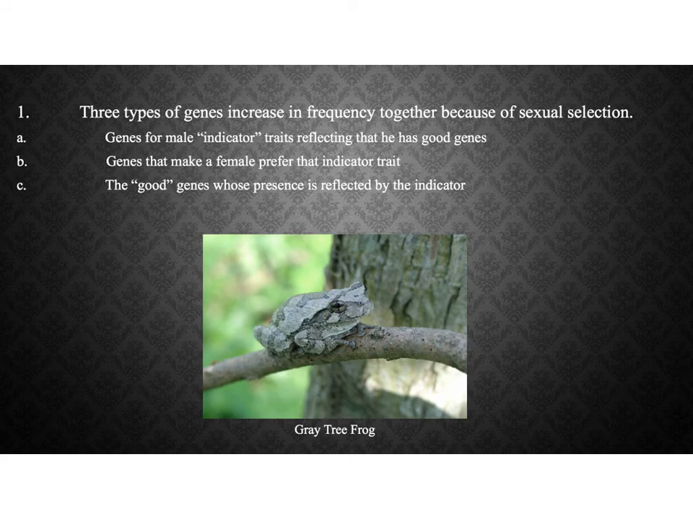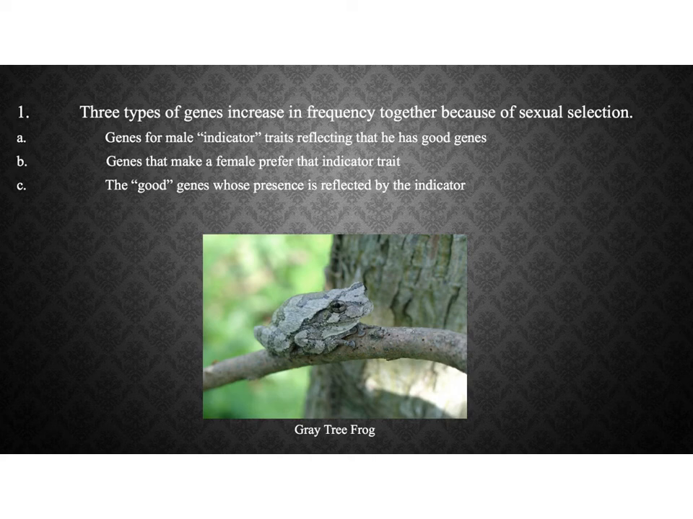Second, there are three types of genes that increase in frequency together because of sexual selection. We can see these with the great tree frog found in the southern United States, as a test was done to see the benefits of mating some frogs with long calls and some with short calls. So the gene for the male indicator trait reflects that he has good genes. Giving a long and loud call is the indicator gene that females look for.